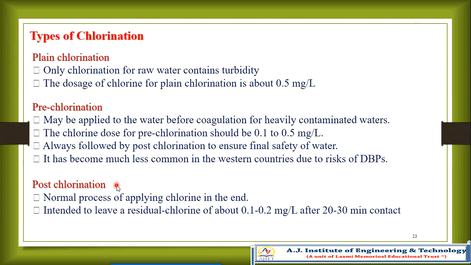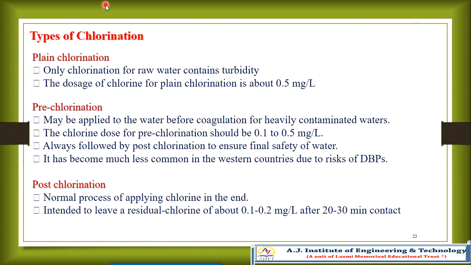But what about post-chlorination? Post-chlorination is the normal process of applying chlorine in the end. It is intended to leave residual chlorine of about 0.1 to 0.2 milligram per liter after 20 to 30 minutes of contact. Are you getting it now? Once the complete treatment, I mean the disinfection process, is over, some residual chlorine should be there, around 0.1 to 0.2 milligram per liter.